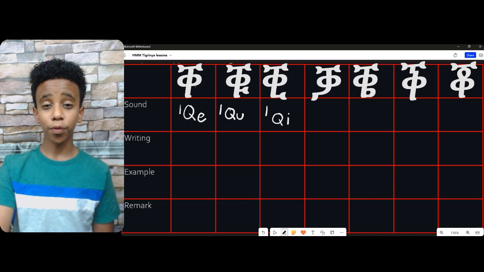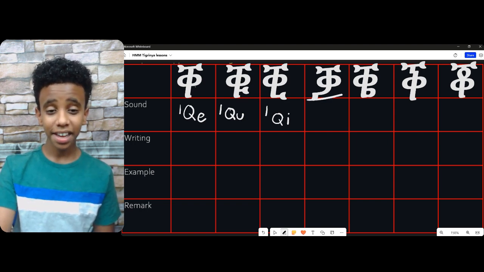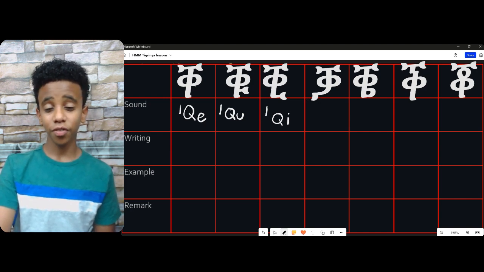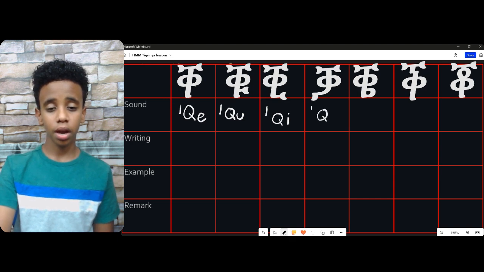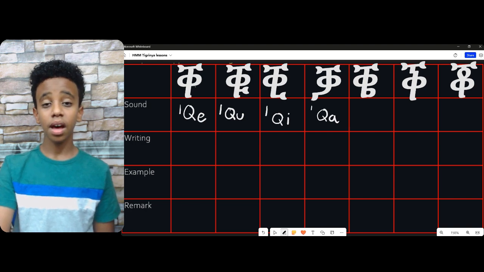Our fourth Tigrinya letter is the letter A. A. And if you were to write the letter A, you would write it as apostrophe Q A.